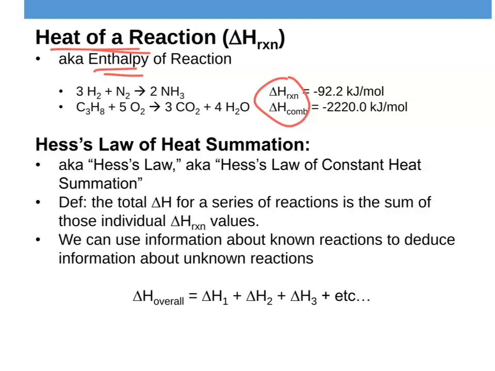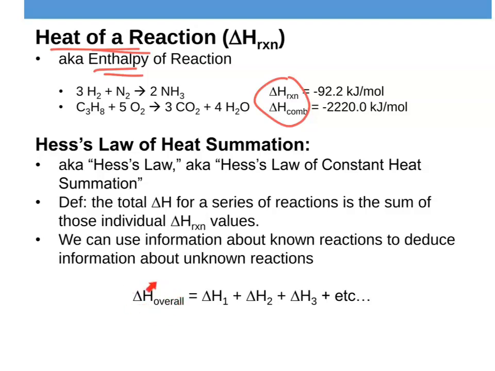Hess's law of heat summation, which is also known as just Hess's law or Hess's law of constant heat summation, it's all the same thing. What Hess's law says is that the total change in enthalpy for a series of reactions is simply the sum of those individual delta H values. And we're going to use this information about known reactions to deduce information about unknown reactions. So this is the way that you would put it mathematically.